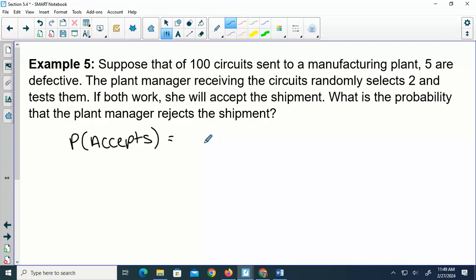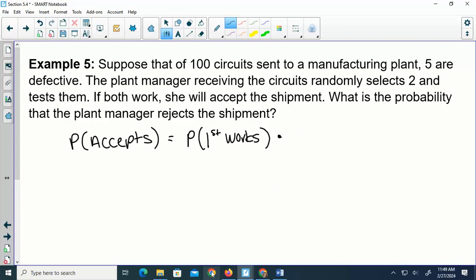Okay, so what makes her accept it? They both work. So the probability the first works. Now, if the first one works, does that change the probability that the second one works?